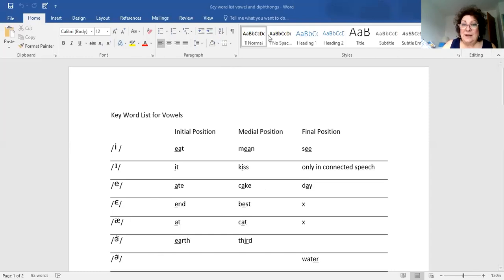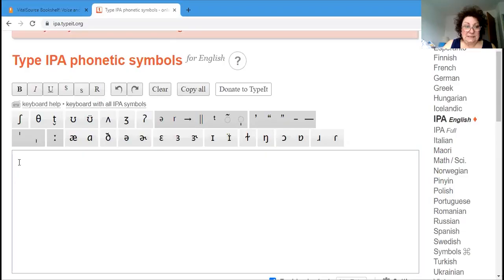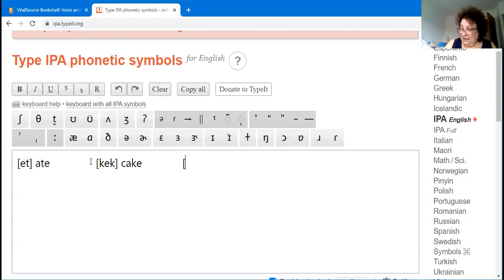And now we're going to go back to our keyboard and we're going to write out in phonetics. We have eɪ, oh, sorry, wrong. We have eɪ, gives you eight. And we have k, eɪ, gives you cake. And then we have d, eɪ, gives you day. And I'm going to take some more words from your book.